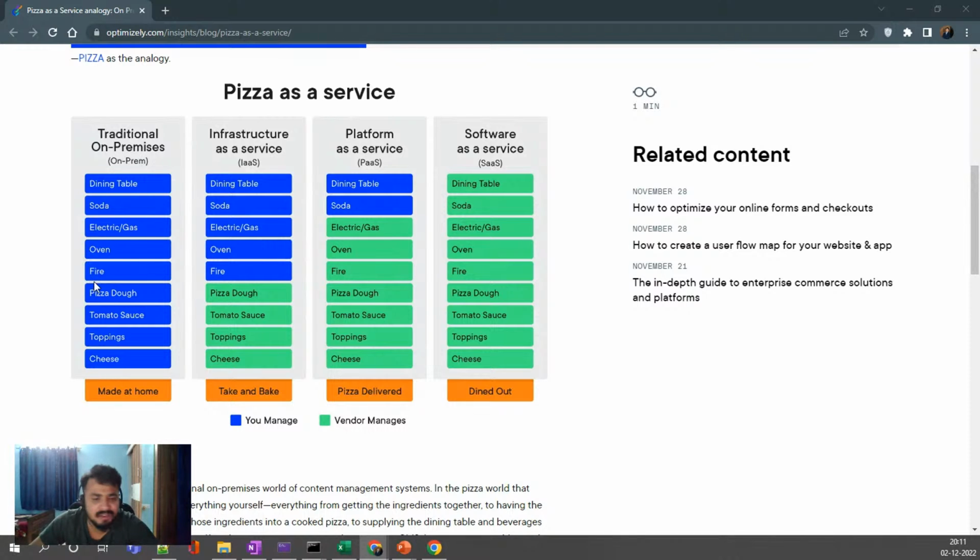For gas you need a fire. You have the raw materials for the pizza dough. You have the tomato sauce, toppings and cheese, right? You combine this, you make the dough, you bake it, I mean you heat it, all from scratch at home. So that's nothing but on prem. Here you have complete control of things, correct? But for one pizza you need to buy items worth 200, 300, and that's definitely not worth it, right?